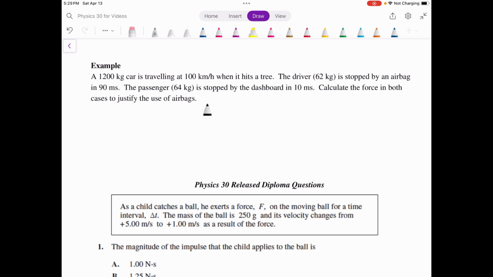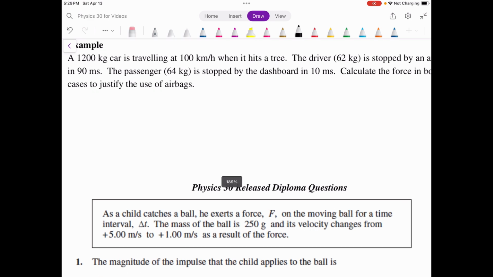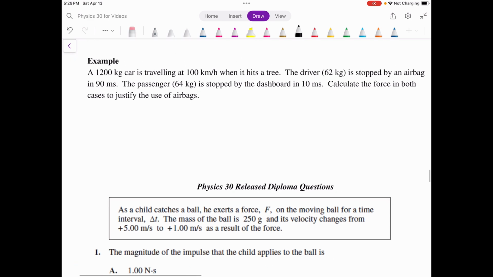So it wants us to calculate the force in both cases to see why we use airbags. Why are they so important? So we want to calculate the force, okay? We're given the mass of each object, and we're also given their initial velocity. So let's look at it like this. We know the equation we have here is that a force times a time is equal to a mass times the change in velocity, right?